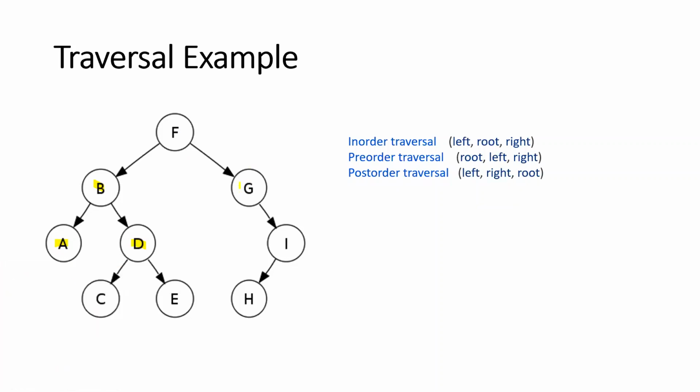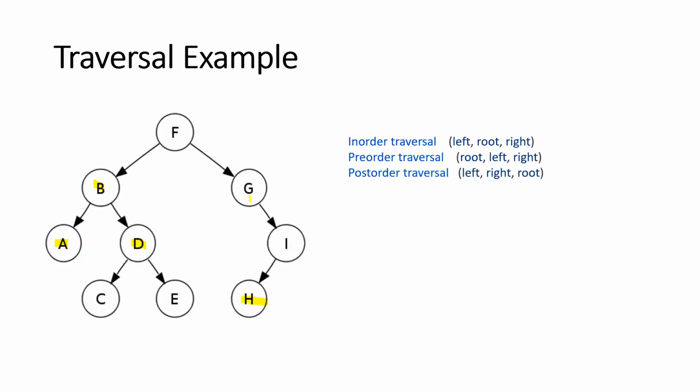So reaching G, it will understand it is a root of another subtree, so it has to print the left and right first. Left is not there, so it will go to the right. When it reaches I, it understands that it is a root node of another subtree which has a left. So it will try to print left. So H is printed first. Then standing at I, it will see it does not have any right, so it will print itself, I.